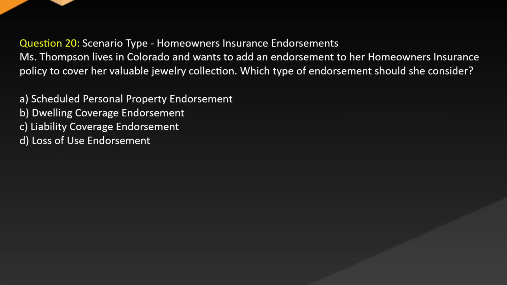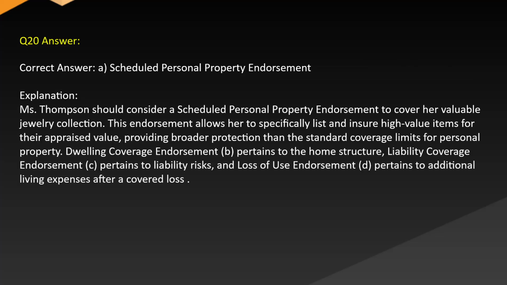Question 20. Scenario type. Homeowners insurance endorsements. Ms. Thompson lives in Colorado and wants to add an endorsement to her homeowner's insurance policy to cover her valuable jewelry collection. Which type of endorsement should she consider? A. Scheduled personal property endorsement. B. Dwelling coverage endorsement. C. Liability coverage endorsement. D. Loss of use endorsement. Correct answer: A. Scheduled personal property endorsement.